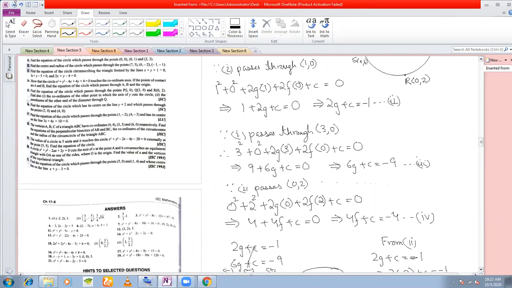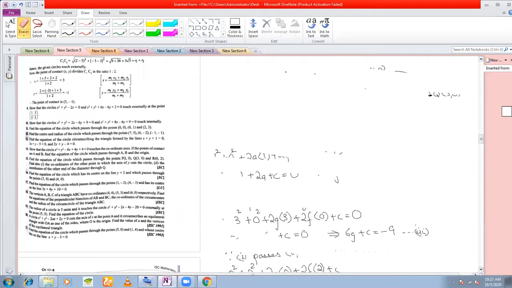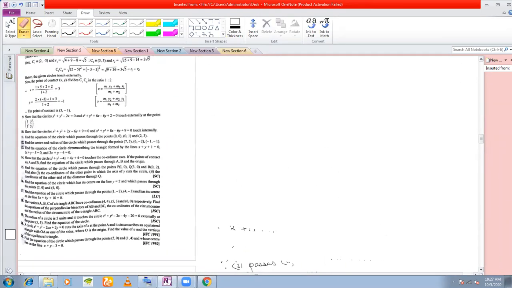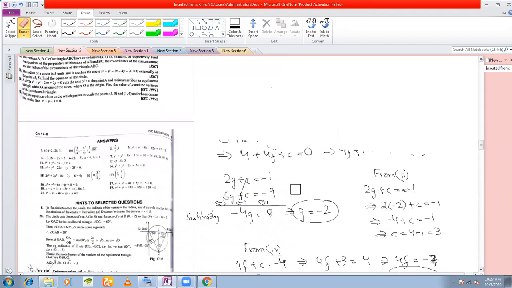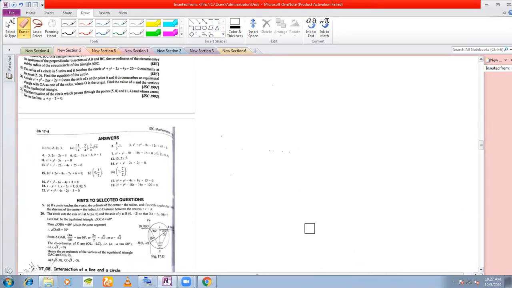Another important kind of problem is number 21, where 2 points are given on the circle, and a line is given which passes through the center of the circle. Then how will you find out the equation of the circle?